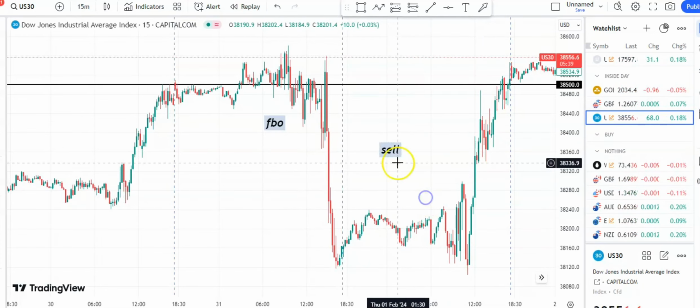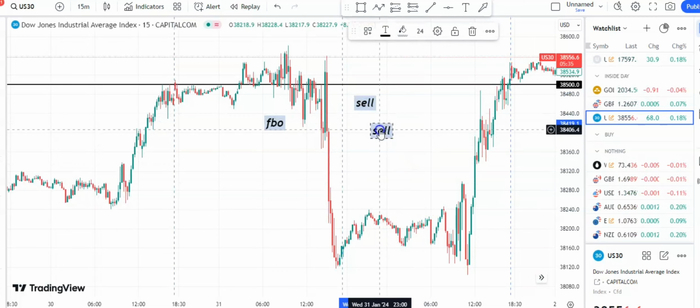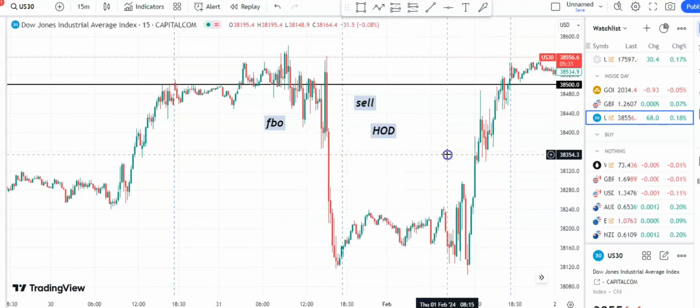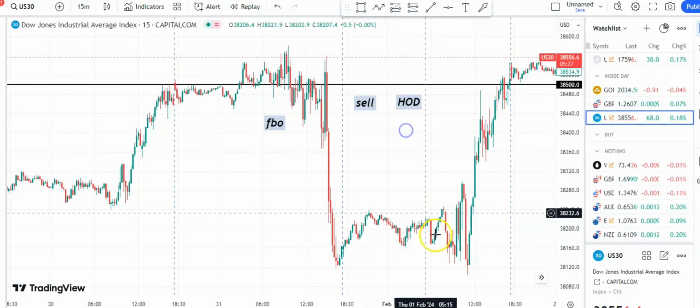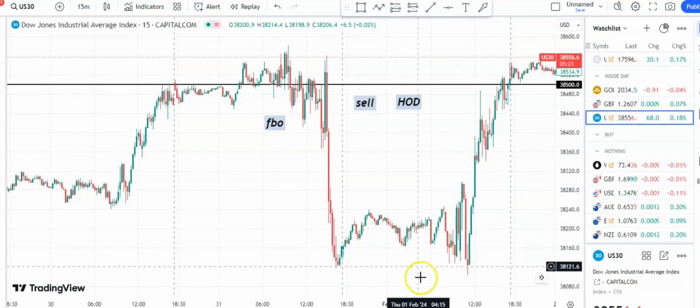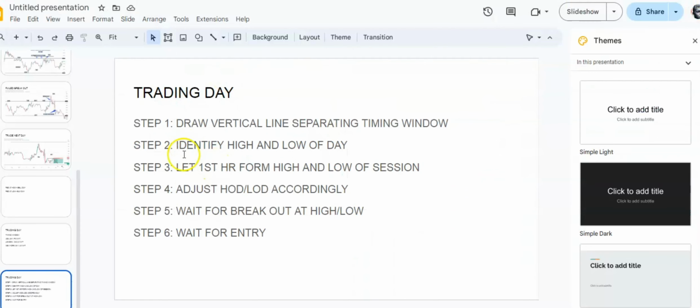Now, when I say sell the next day, we are selling at the high of the day. So we are looking for a very specific setup at the high of the day. And you can see we had this massive buy, but we also got our sell setup. So let's follow the steps outlined on the trading day.